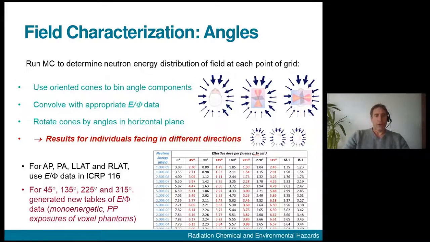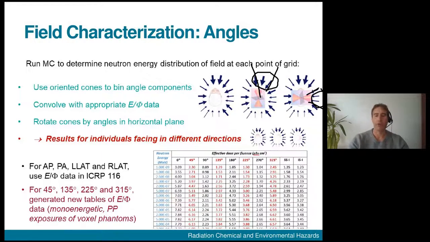To do that, at each point on our grid, we defined a cone. In this case, within our Monte Carlo calculation, we define a cone, and the idea is that each cone picks out the component of the field coming from that given direction. So the one here, facing upwards, is telling us this direction of the field, and then if we rotate the cone, we then get this component of the field over here.